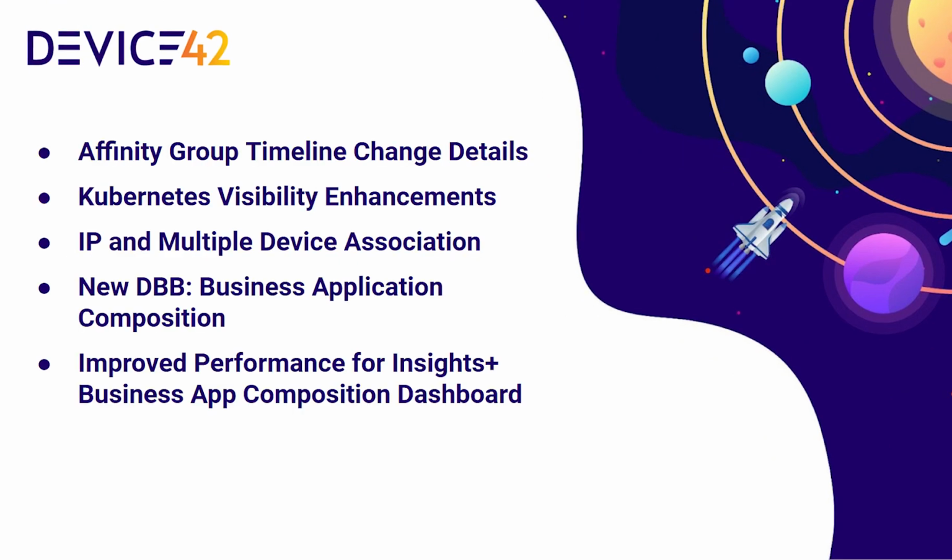Here are the 5 features that I'll be going over in this video. Affinity group timeline change details, Kubernetes visibility enhancements, IP and multiple device association, a new data building block for business application composition, as well as some improvements to the business app composition dashboard related to that new DBB.